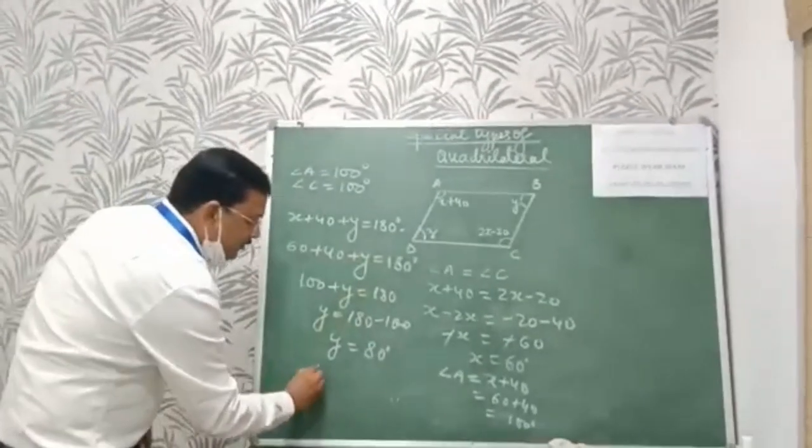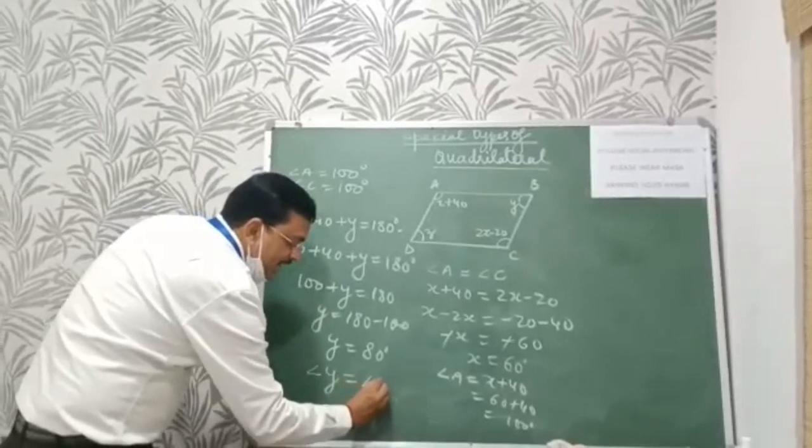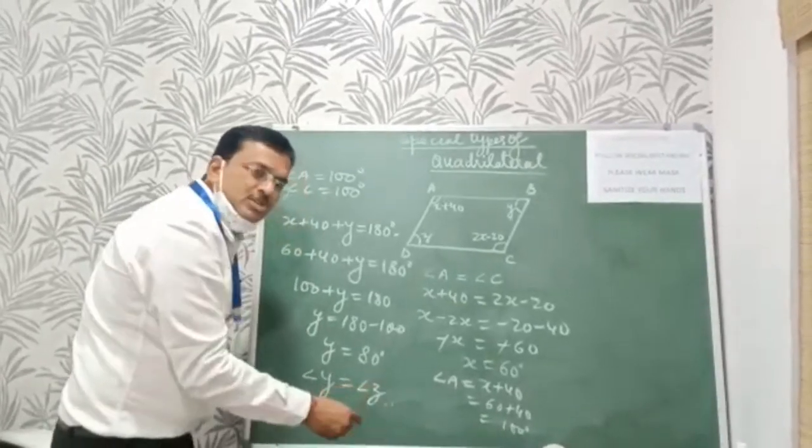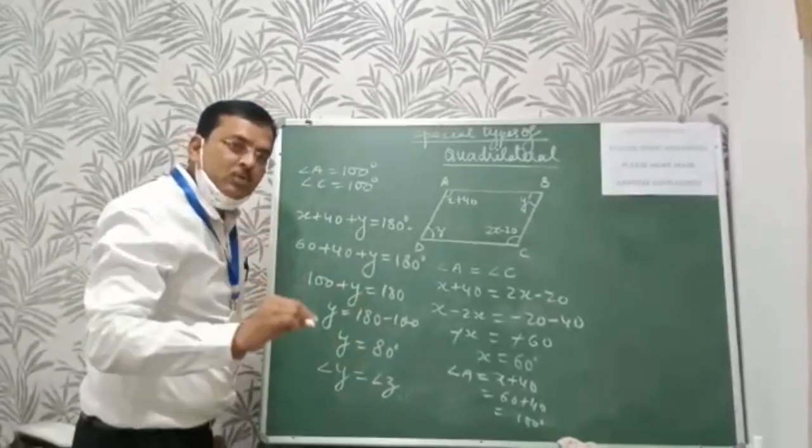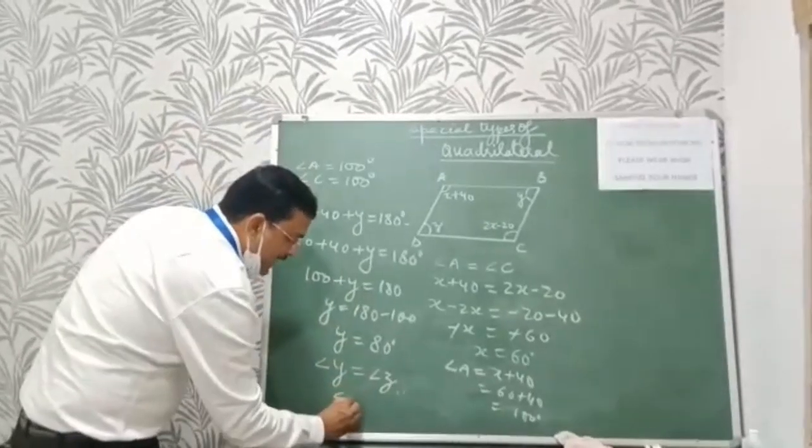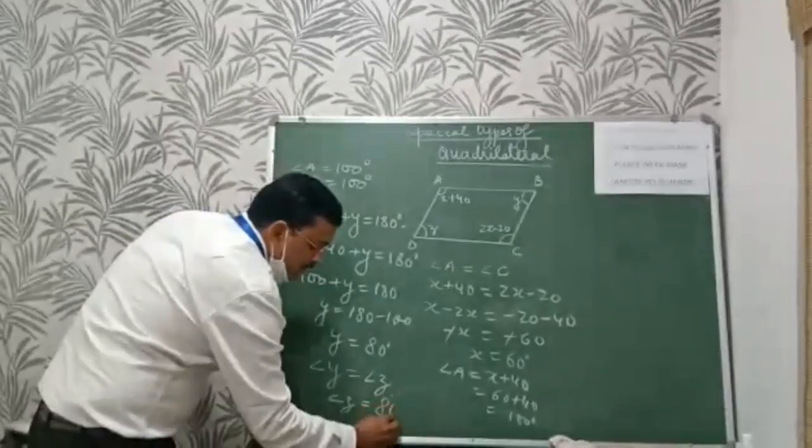Now angle y is equal to angle z. Why? Because opposite angles are always equal. Therefore angle z is equal to 80 degrees.